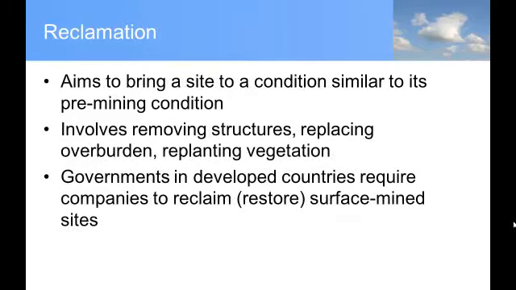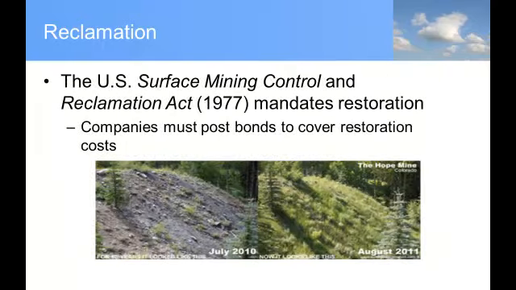Once you've mined out an area, you have to reclaim it. You have to put fresh topsoil in place and replant some vegetation. This is called reclamation, and this is required in all developed countries as part of the regulations. So before you get a permit to mine a given area, you have to submit your reclamation plan to the local state agency and demonstrate that you are going to reclaim the area and restore it to at least some semblance of what it looked like before. The U.S. Surface Mining Control and Reclamation Act of 1977 mandates restoration and also requires that companies must post a bond to cover restoration costs.